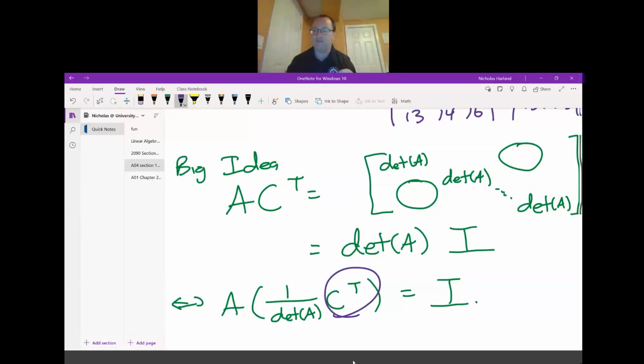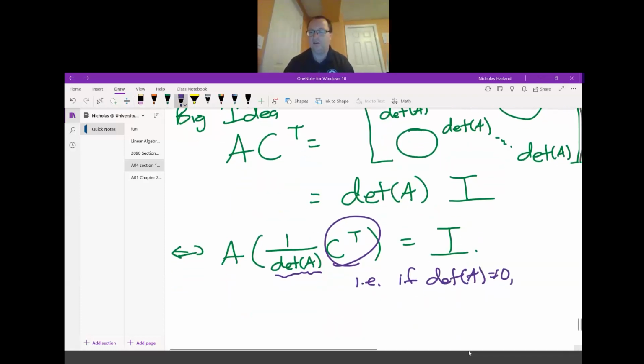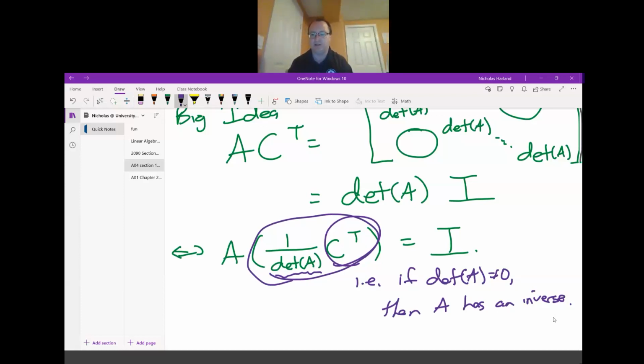But there's a value that can't happen. Yeah. So if the determinant of A is not equal to 0, then A has an inverse. And this is what the determinant will give us. I mean, it'll give us other things too, but this is the big idea: if the determinant of A is not equal to 0, then A is going to have an inverse. And the inverse is technically 1 over the determinant times the transpose of this cofactor matrix, which is actually something called the adjoint, but we'll talk about that a little bit more in section 2.3.